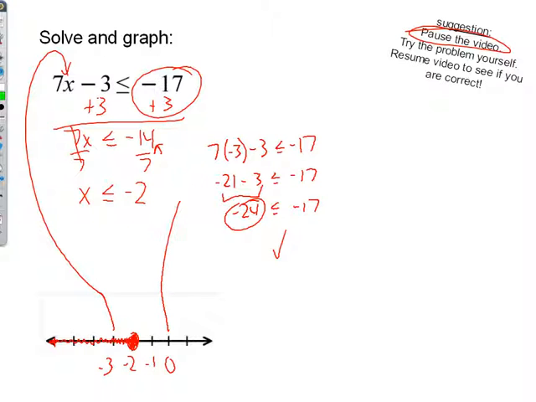By the way, if I put 0 in there, it would not work. In other words, 7 times 0 is 0, and I get -3, less than or equal to -17, and that is not true. -3 is not less than -17. -17 is much less than -3, and that's why it's not part of the solution set. That's why it's not shaded in over there. All right.